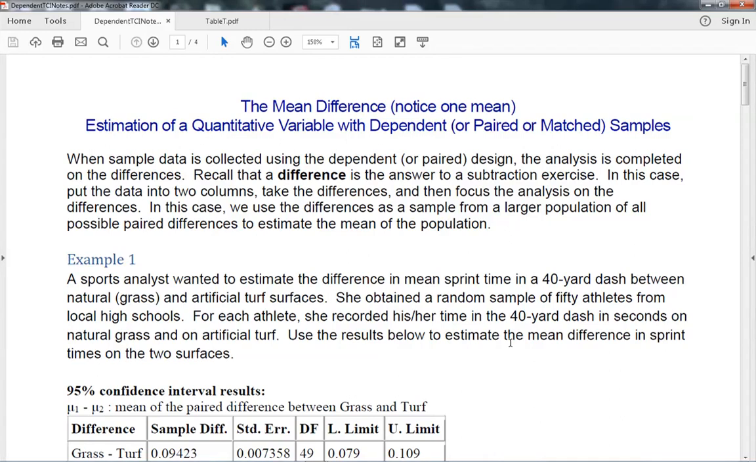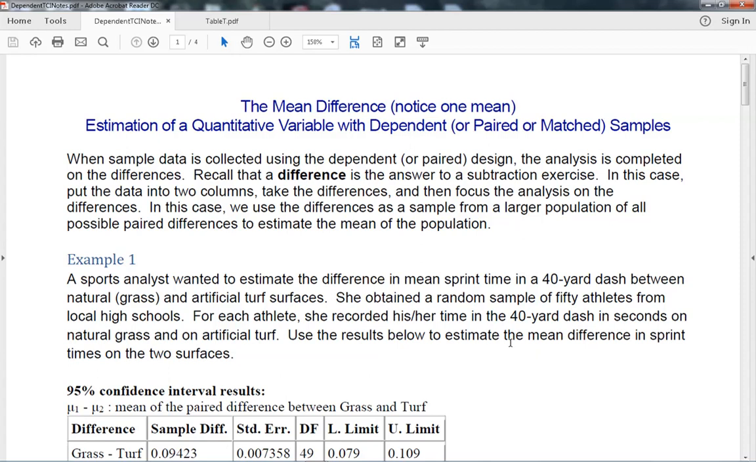Suppose you want to estimate the mean difference when you've used dependent samples. When the data is collected using dependent or paired samples, then you look at the differences. Recall the difference is just the answer to your subtraction exercise. So in this case, you could put the data in two columns and then take the differences from the first column minus the second column, and then you focus your analysis on that column of just the differences.